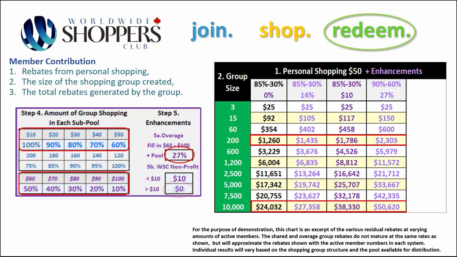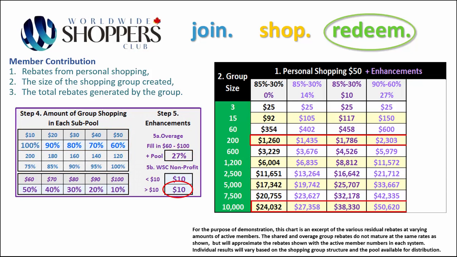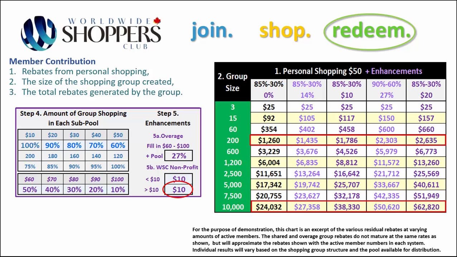All right, let's take one final look at this, because what we want to do, and I know this is going to happen, we're going to add another $10. Now we're at $20 per member in enhancements from different opportunities that came that we can share with the club to make it better. So let's just real quick take a look at what would happen here. In this case, at 200, we'd go up to $2,600, and at 10,000, it would be $62,820.